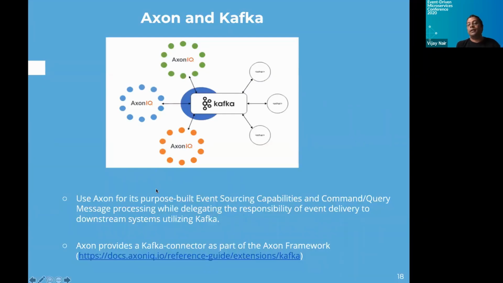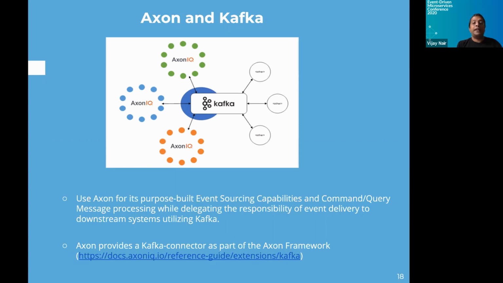And this is what it's all about. So you use Axon for its event sourcing capabilities, since it's available out of the box, while utilizing Kafka. To expand on that a bit more, Axon applications have events that are being generated all the time. But these events could be used from within Axon applications or within services that participate within an Axon application. And there are certain events that are deemed necessary to be published to the downstream systems, which are also known as milestone events. And that's where Kafka plays an important role.